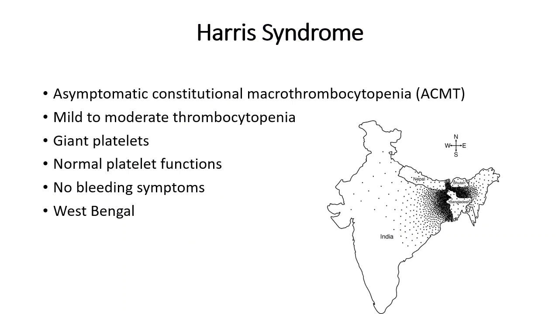Now, being in Bengal, Harris syndrome deserves a special mention. This is an asymptomatic constitutional macrothrombocytopenia, which is mild to moderate thrombocytopenia with giant platelets. The patient has absolutely normal platelet function and does not present with any bleeding symptom, and it is very, very common in the eastern and the northeastern states.